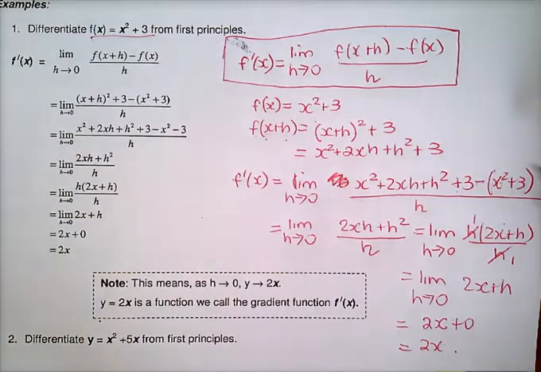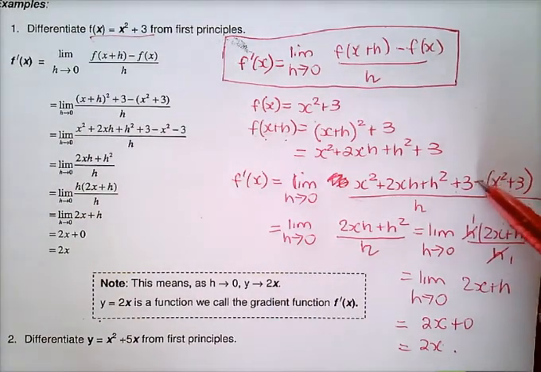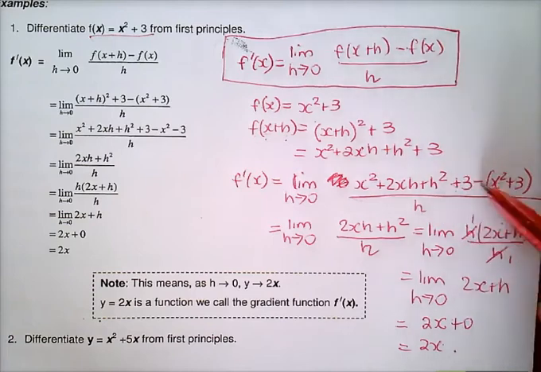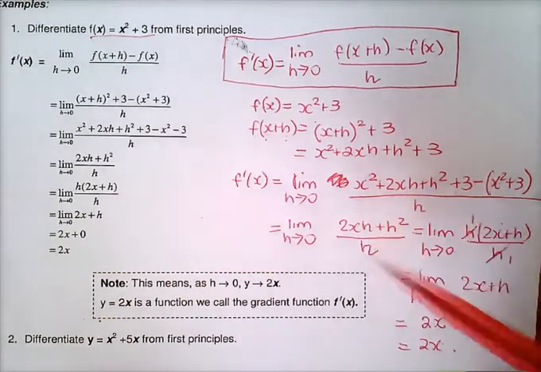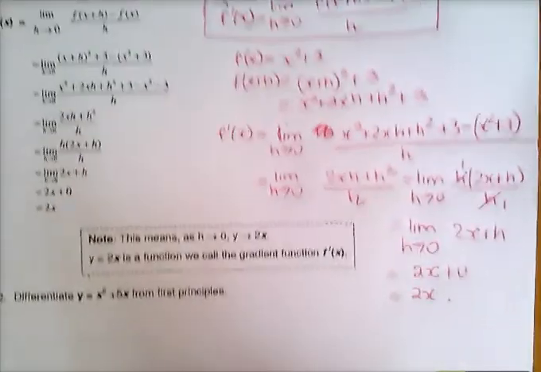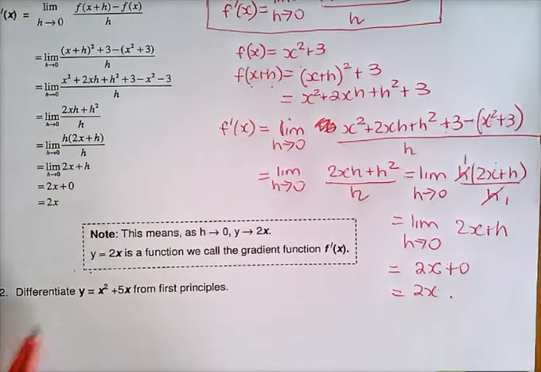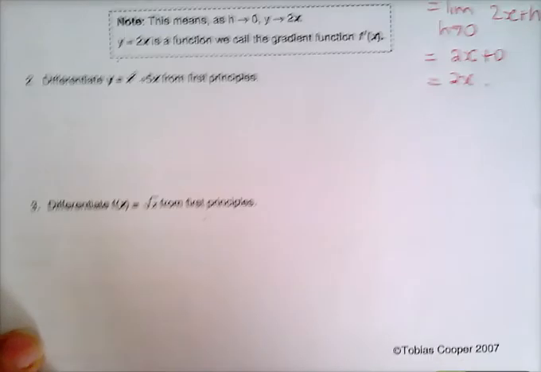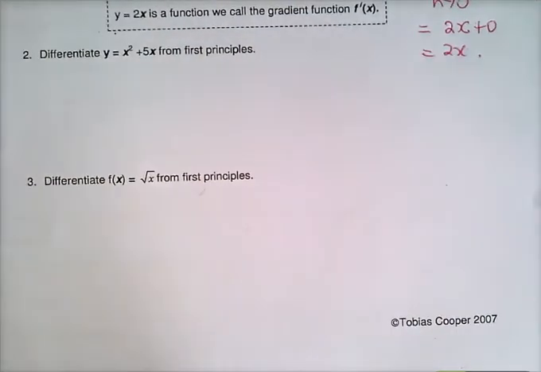So this is how we do it. You may want to take an extra row here where you open your bracket up here and expand before going to this step here, okay? Now, we're going to do question 2. Now we're differentiating y equals x squared plus 5x from first principles.